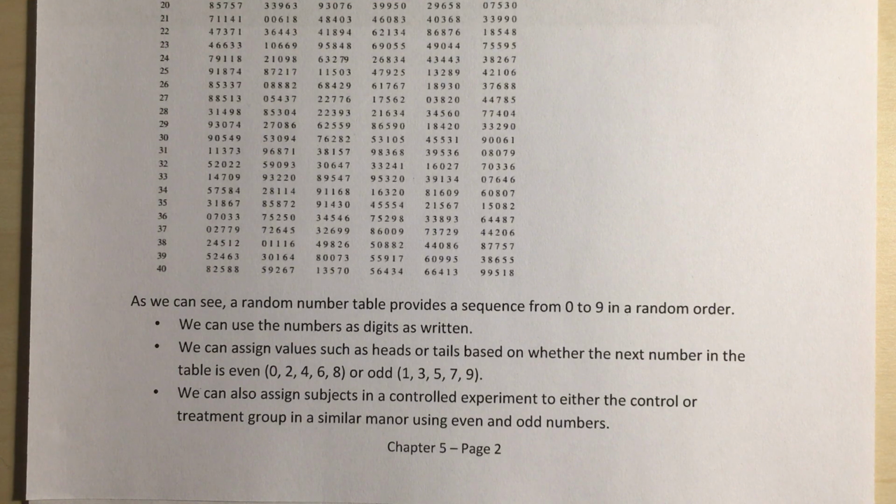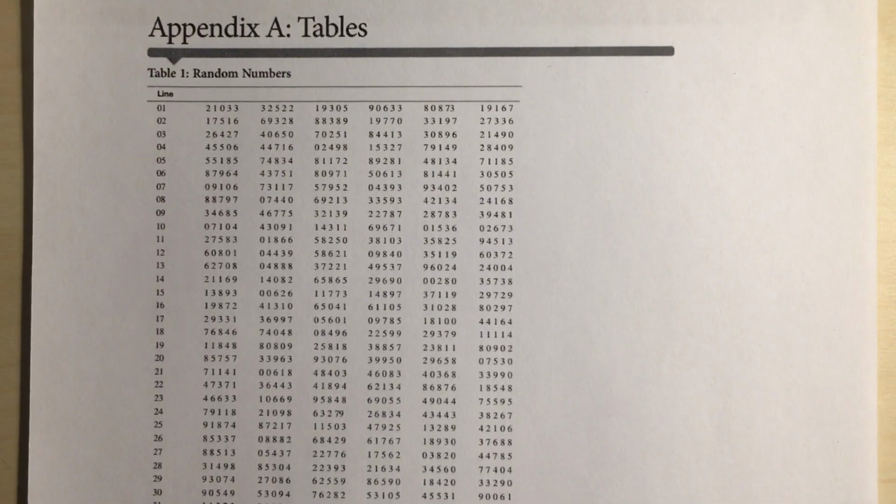We can also assign subjects in a controlled experiment to either control or treatment groups in a similar manner using even or odd numbers. And we can group these in more than just one digit. So if we're looking for 2-digit numbers, we could use the table to do that as well. We're going to be talking a little bit about our random number table in the next couple of examples.